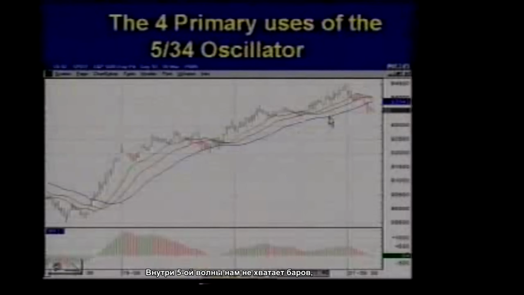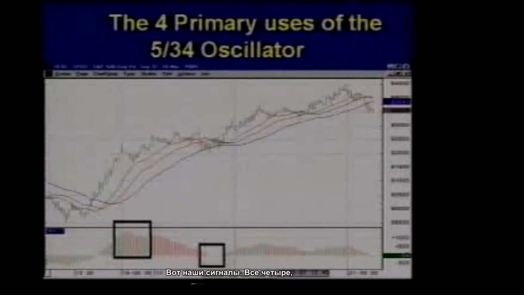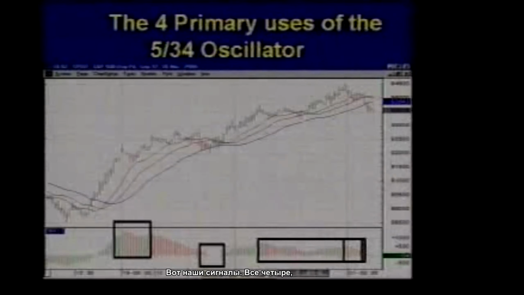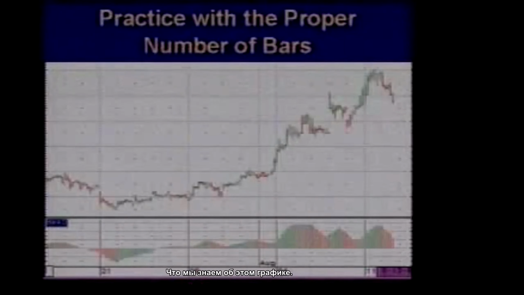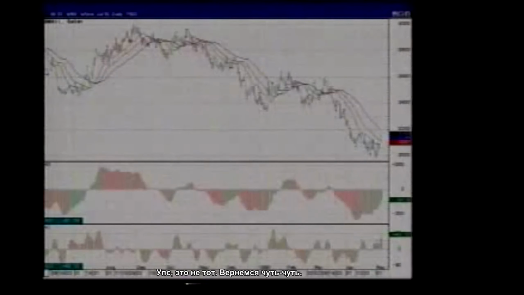And inside of wave 5, we don't really have enough bars here, but we still have divergence. We would have even more divergence if we had enough bars. If we were counting this last wave up here, then we would have divergence and the oscillator would go below 0 on wave 4. So here are our signals here. These are all 4 of them that we looked at again. Let's look at some practice charts now. What we know on this chart, for example, let's back up this chart.